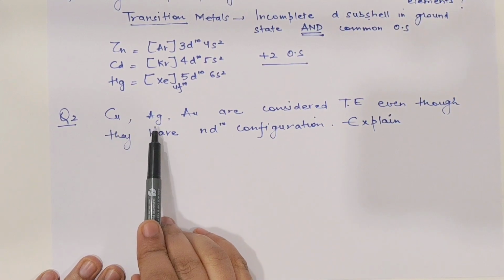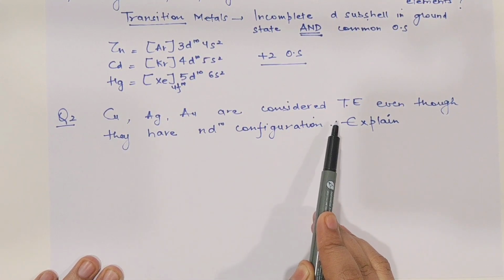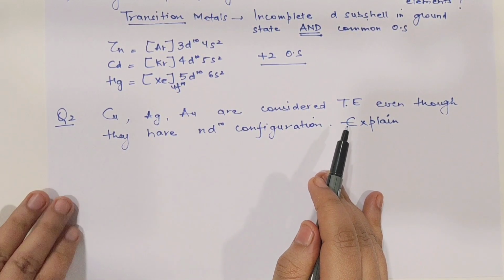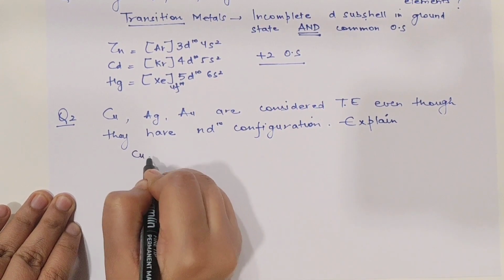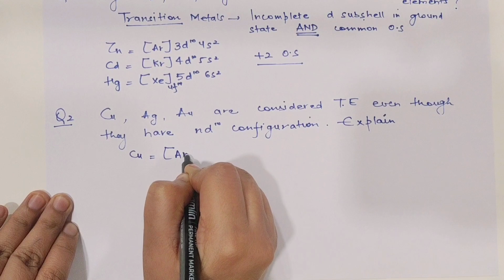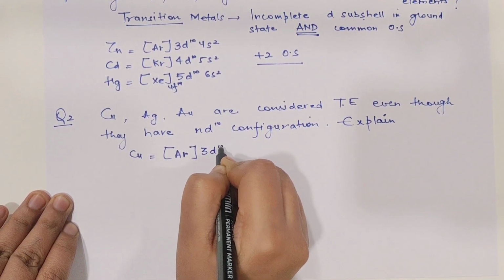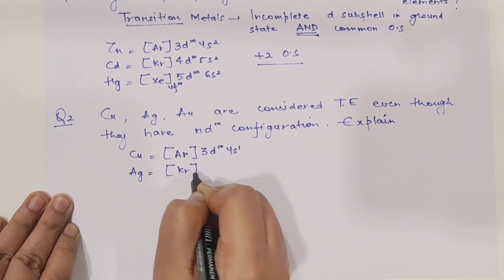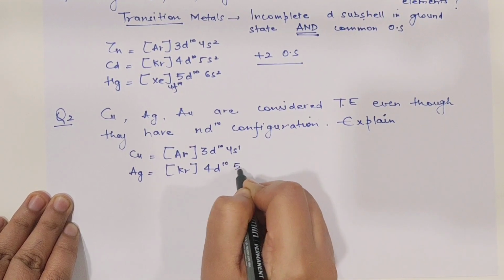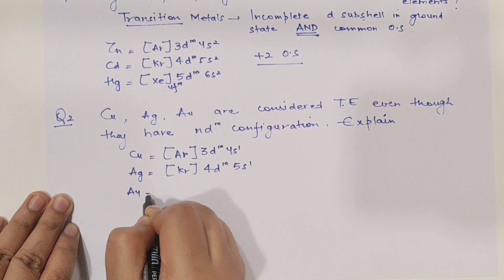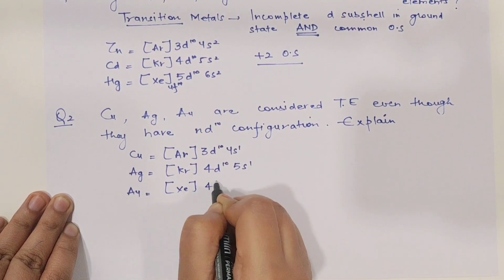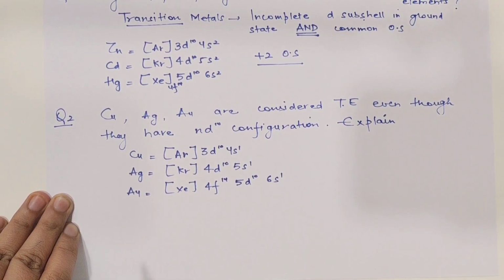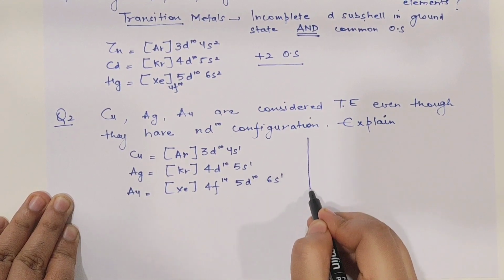This is one of the most commonly asked questions in boards. Next up is, copper, silver, gold are considered transition elements even though they have nd10 configuration. Explain. Now let's start with writing their configurations. Copper has argon 3d10 4s1. Silver is krypton 4d10 5s1, and gold is xenon 4f14 5d10 and 6s1.